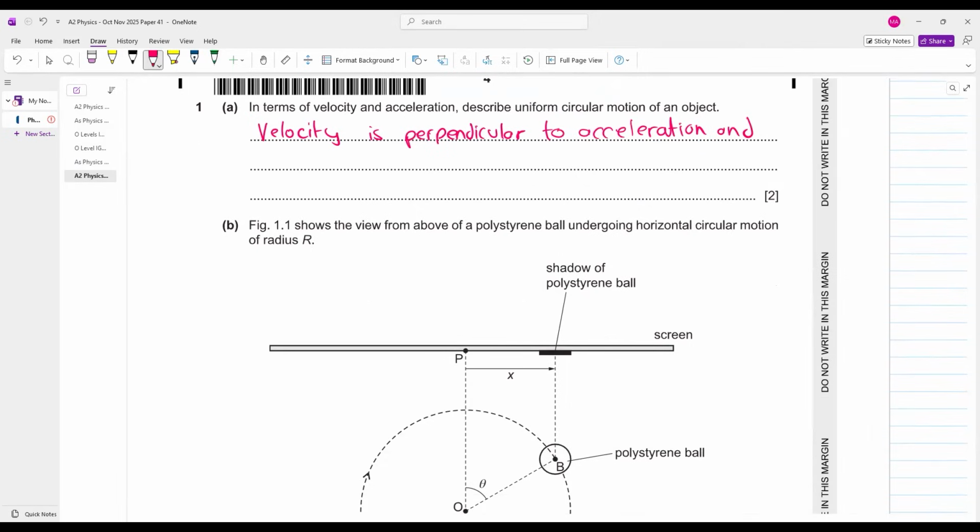and the magnitude of velocity and acceleration is constant. Simple.